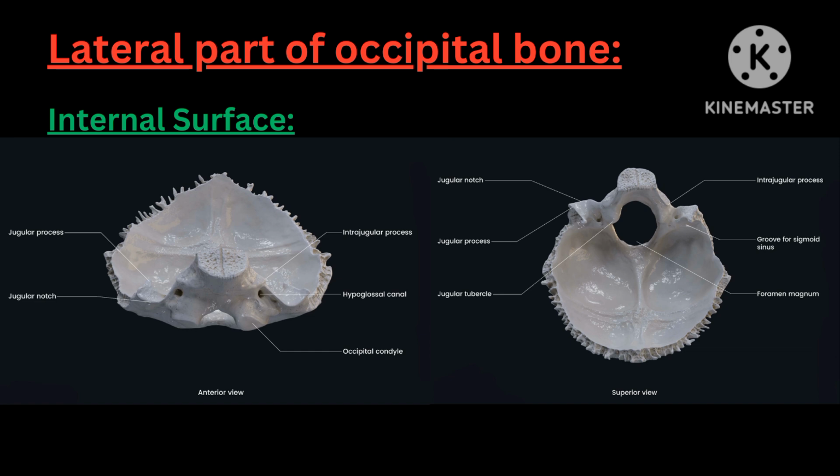The internal surface of the lateral part features the groove for the sigmoid sinus. This groove can be seen in the posterior cranial fossa, found on three bones: occipital, temporal, parietal. It begins from the lateral part of the occipital bone, curves around the jugular process on the mastoid part of the temporal bone. Finally, it turns sharply on the inner surface of the parietal bone, continuing as the transverse groove.